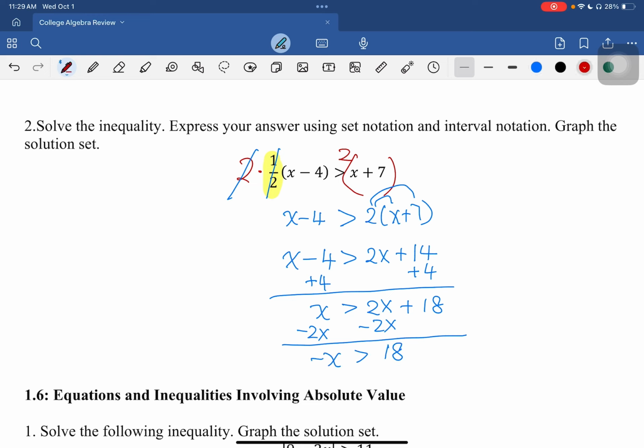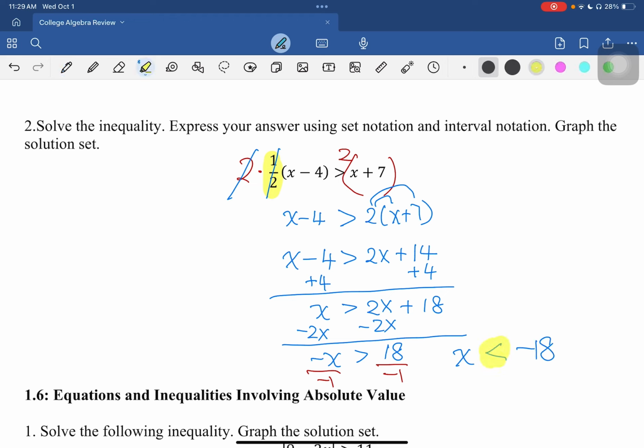But we are solving for x, not -x. To isolate x, divide both sides by -1. Remember, dividing or multiplying by a negative flips the inequality sign. So, x is less than -18.